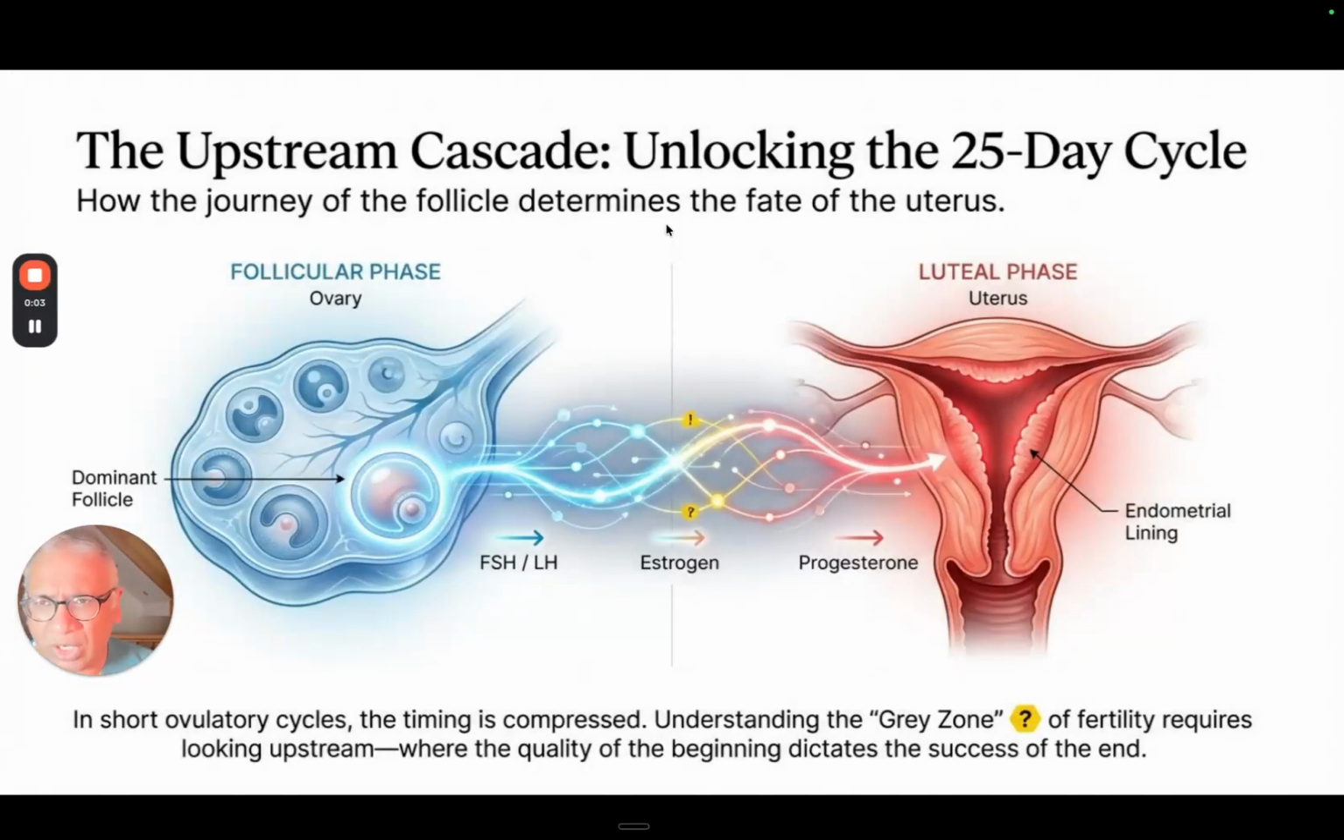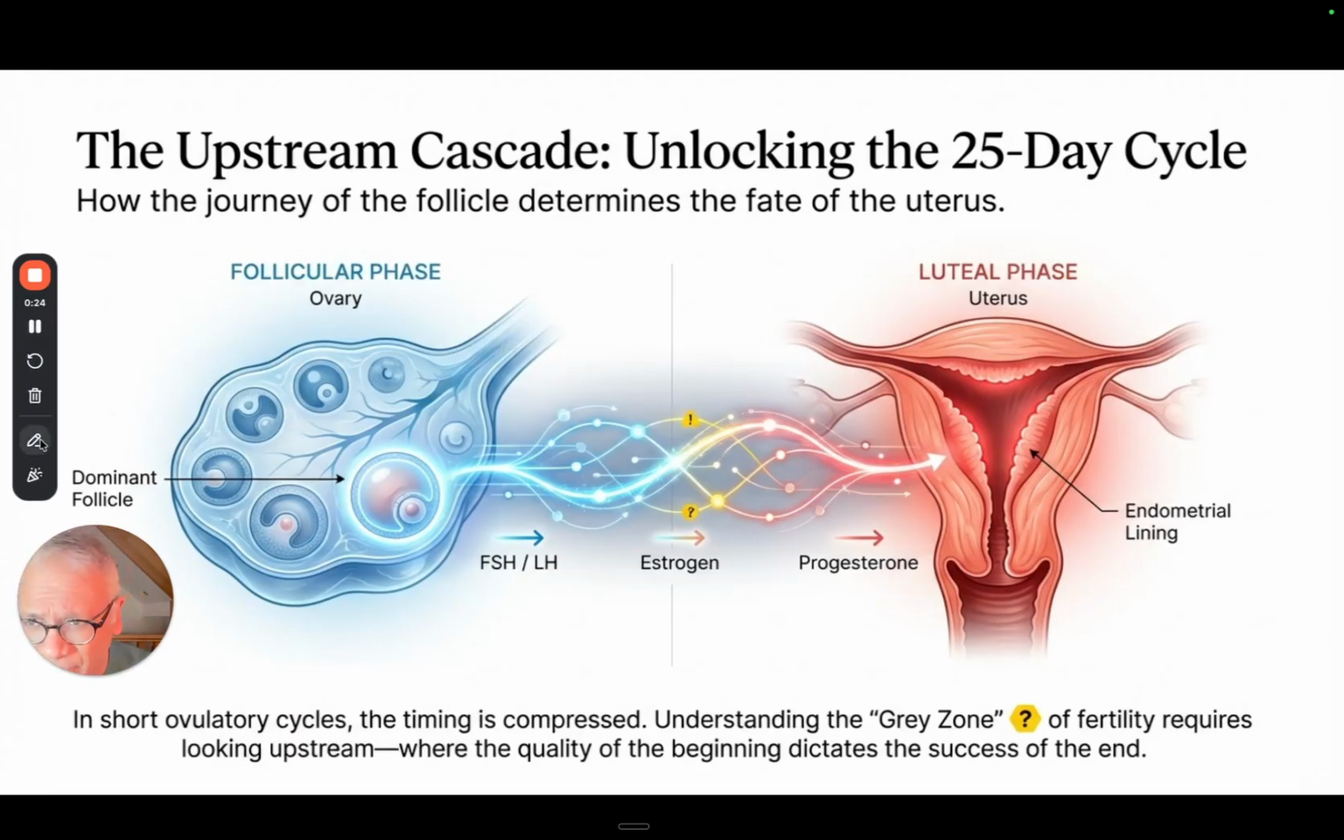Hello, let's talk about luteal phase defect. I'm going to put it slightly differently, the upstream cascade, and often on women who have got a shorter cycle, 25 days, 23 days, 24 days. So let's look at the key part. Where does this all start from?